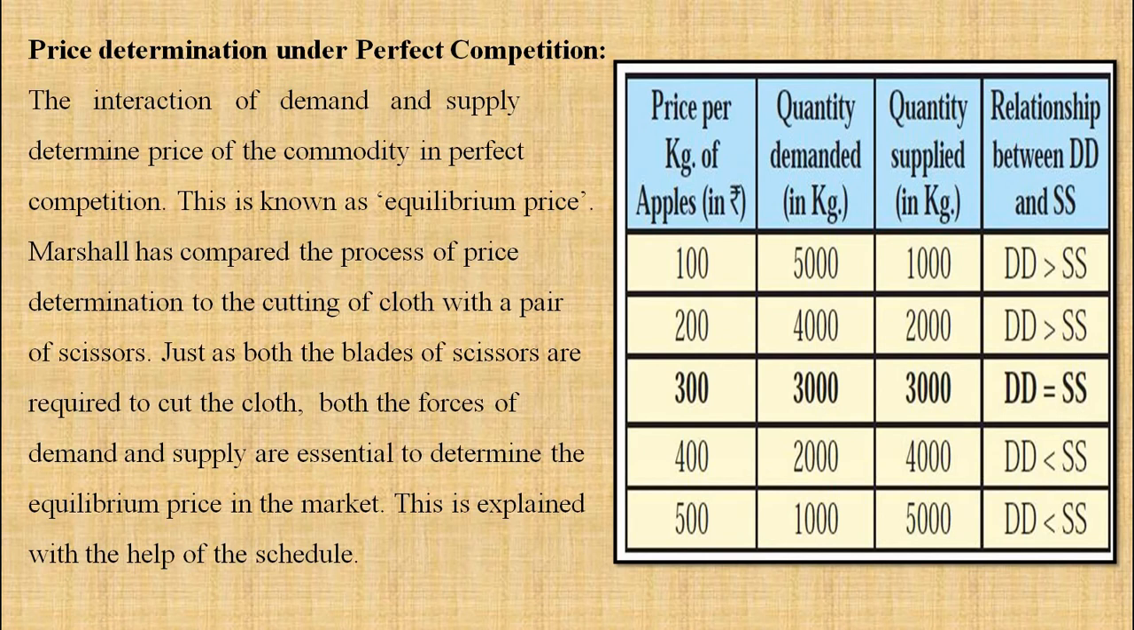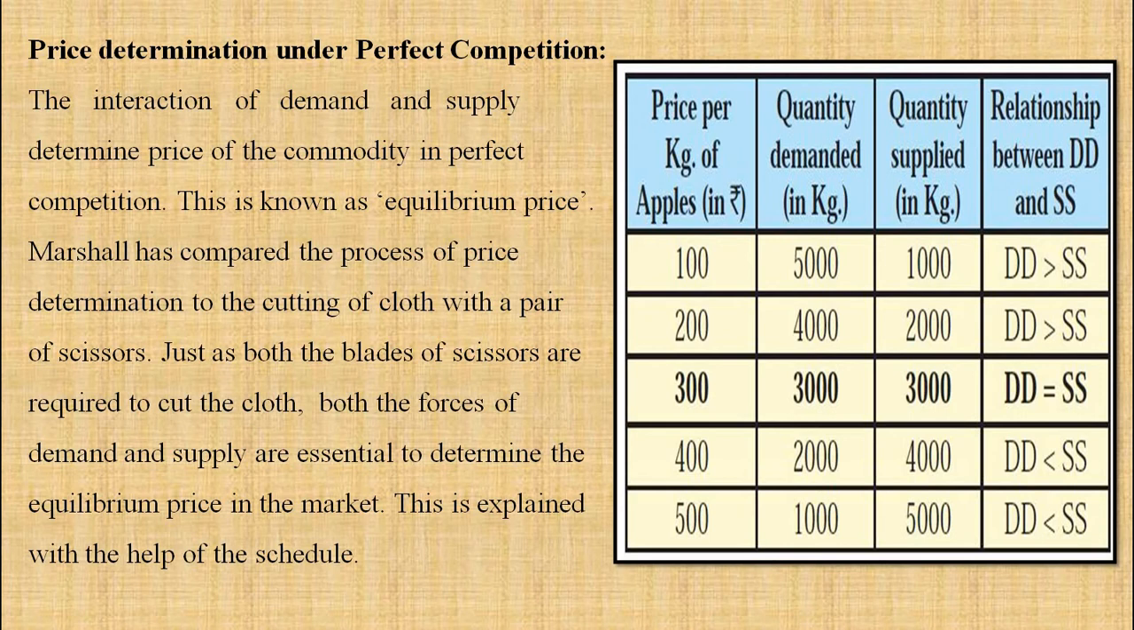The interaction of demand and supply determine the price of the commodity in perfect competition. This is also known as equilibrium price. Marshall has compared the process of price determination to the cutting of cloth with a pair of scissors. Just as both the blades of scissors are required to cut the cloth, both the forces of demand and supply are essential to determine the equilibrium price in the market. Both the forces, I mean supply and demand.